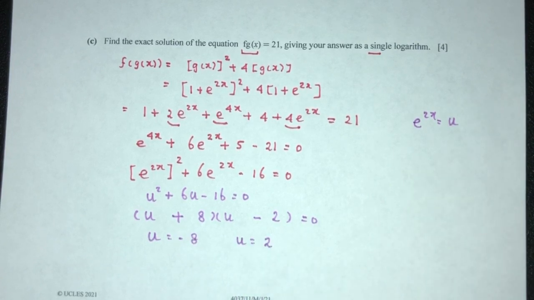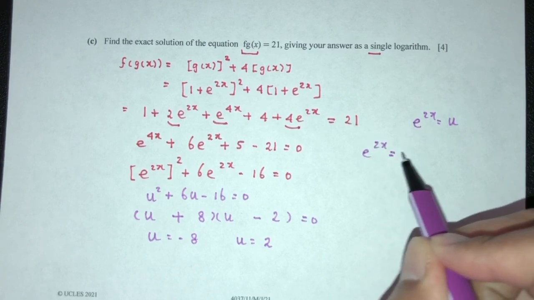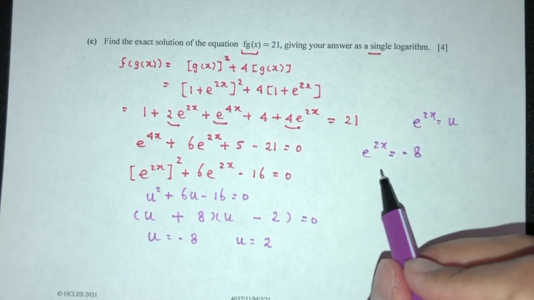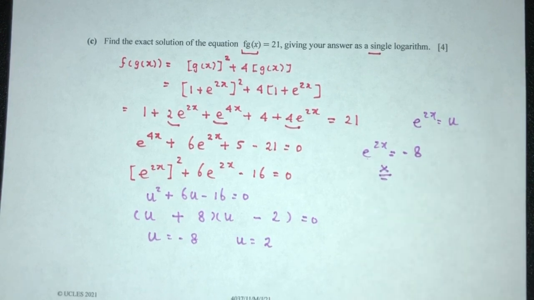Now again, we're trying to find the value of x. Replace back. You will have exponential 2x. That will be minus 8. Obviously, it is not possible, right? It is invalid. It's always going to be more than 0.